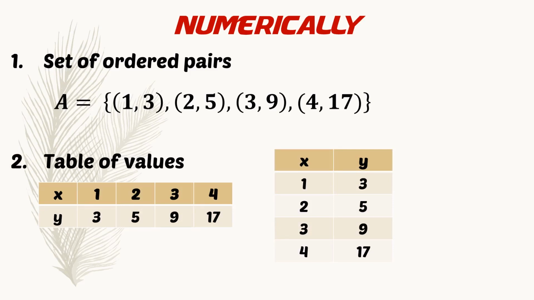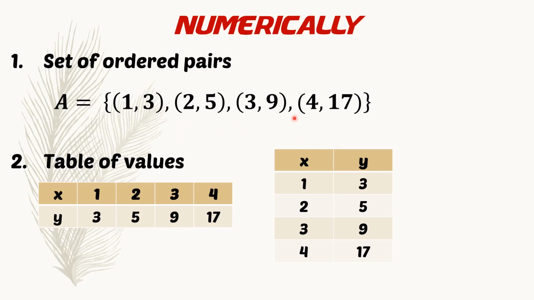You will notice here that the set is also the same as the values in the table. So meaning when it is written in a set of ordered pairs, you could also write it using a table of values. They are just the same. And this is the easiest way to determine whether it is a function or not.